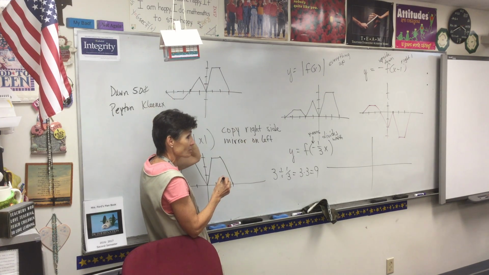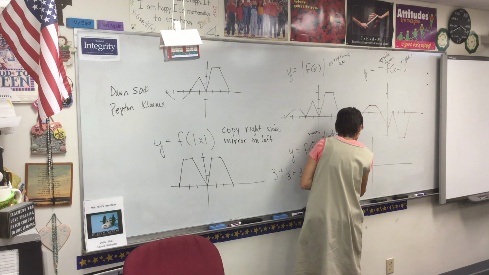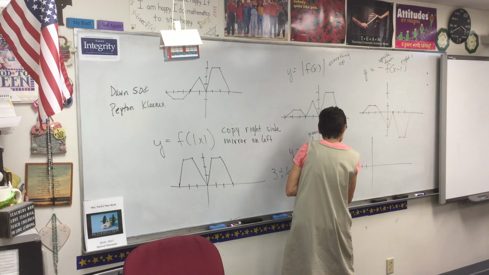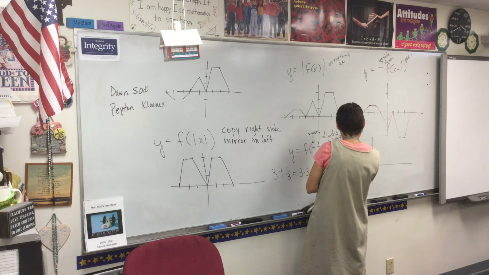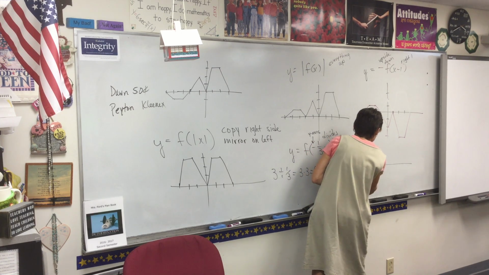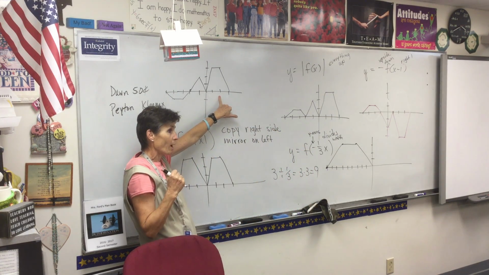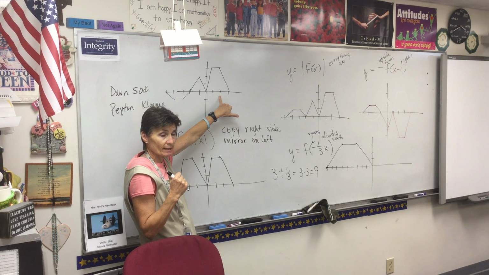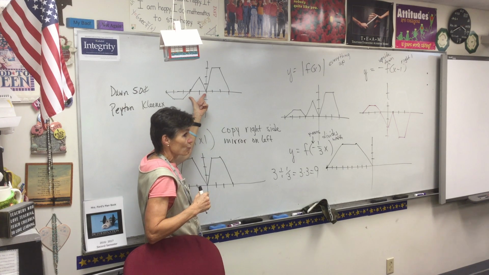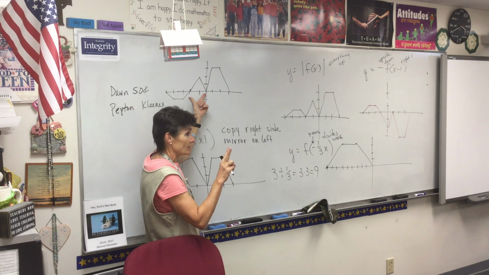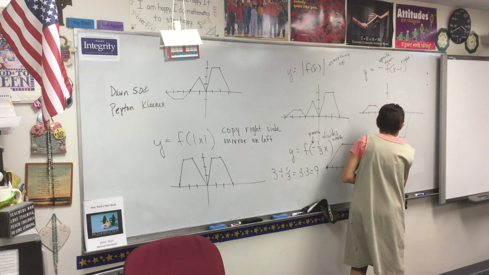And it's going to be across the y-axis. So that trapezoid is going to be over here, 1, 2, 3, 4, 5, 6, 7, 8, 9. And 3 times as wide as it was. So here's the trapezoid across the y-axis, 3 times as big. Now the triangle is 2 wide, that's 4 wide. No, 6 wide.